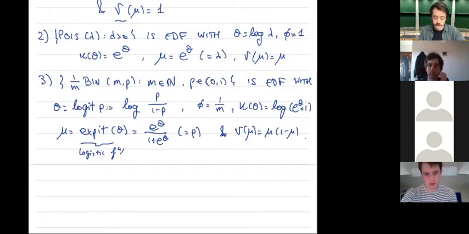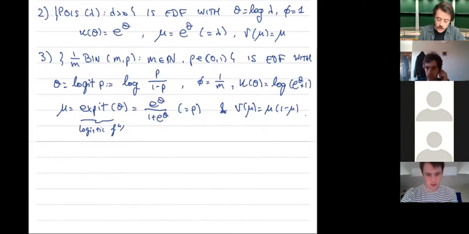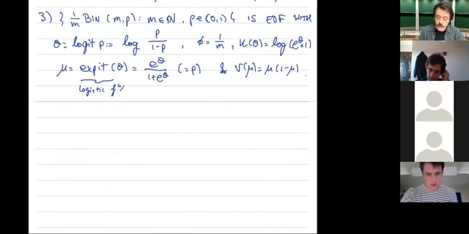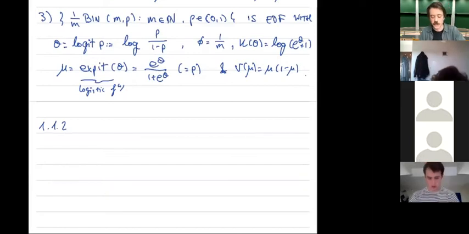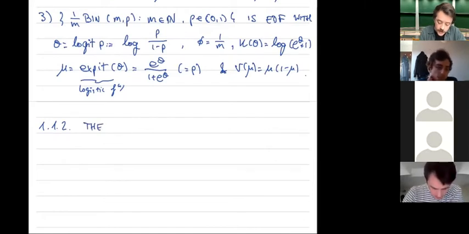Okay, so let's then move into GLMs. We'll be thinking of models that are either continuous with respect to Lebesgue or with respect to the counting measure. Basically, that's it. Okay, so the generalized linear model.